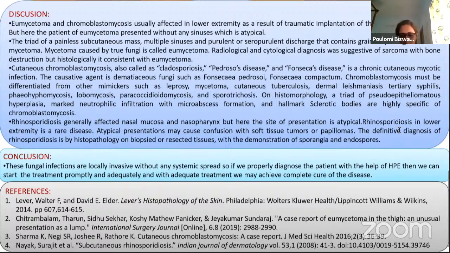So, we can conclude that as these infections are locally invasive without any systemic spread, if we diagnose the cases properly with histopathology and special stains and initiate the treatment promptly, then we may achieve complete cure of the disease. Thank you for listening.